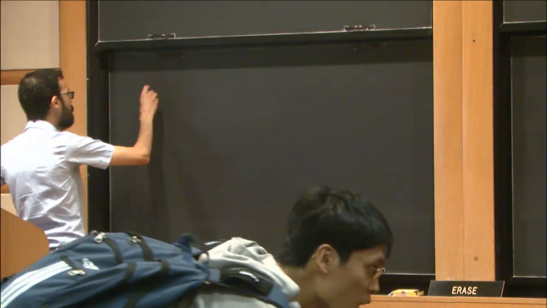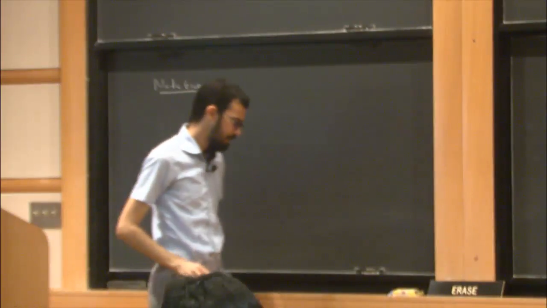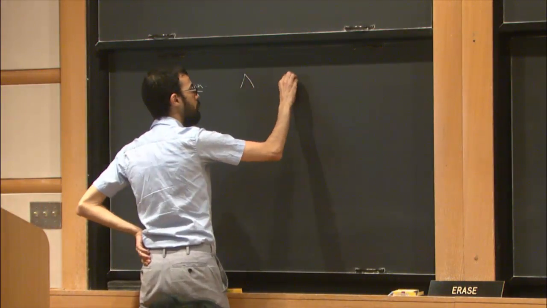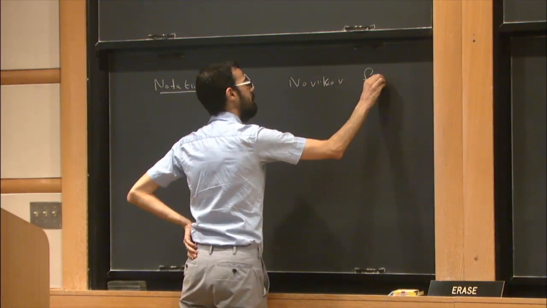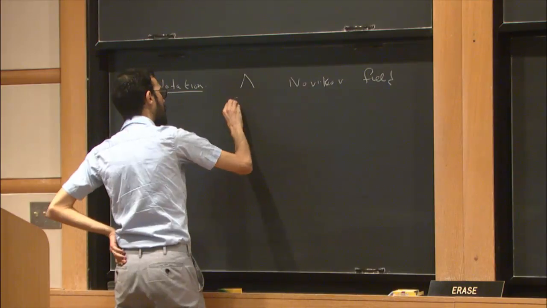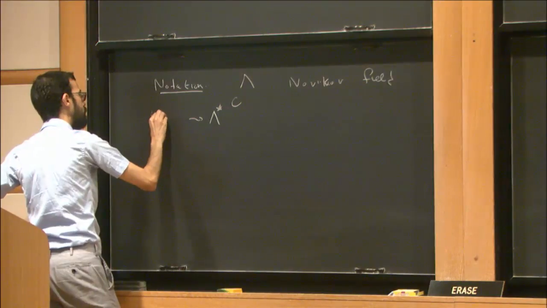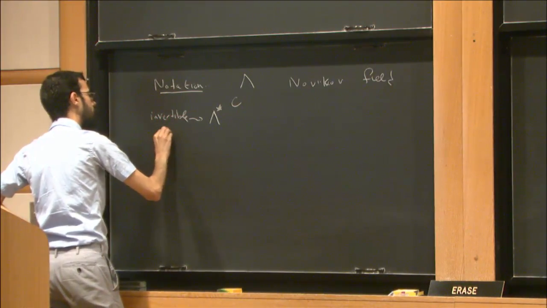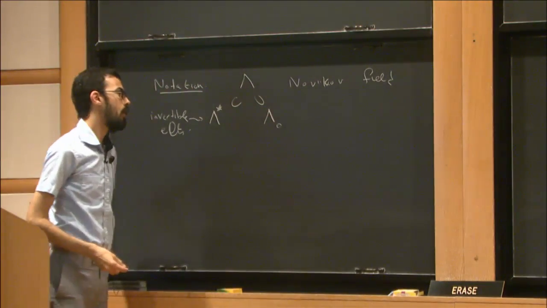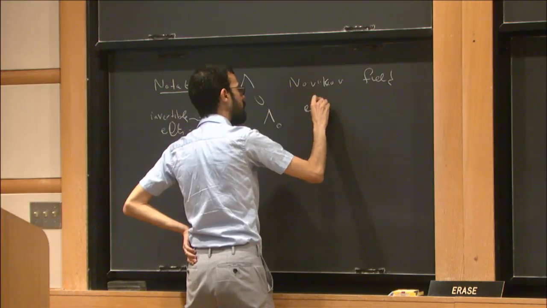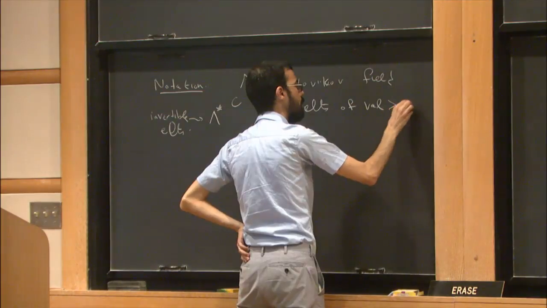Just some notation from last time for people, because I think I didn't say this precisely. So lambda is going to be the Novikov field. I already introduced this. And inside of this, we have lambda star, which are the non-zero, invertible elements. And inside of this, we also have lambda 0, which are the elements of valuation greater than or equal to 0.